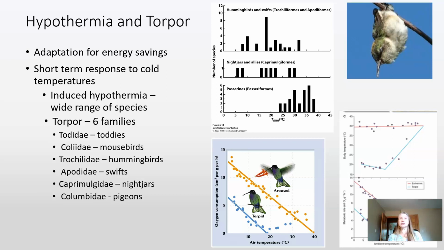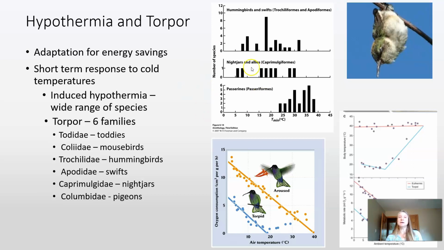So these are short-term responses to cold temperatures, with induced hypothermia occurring in a wide range of species, but with torpor only being seen in 6 families. So the todies, I think I spelled todies wrong, it's Todidae, the mousebirds, hummingbirds, swifts, the nightjars, and pigeons all are known to be able to go into torpor.